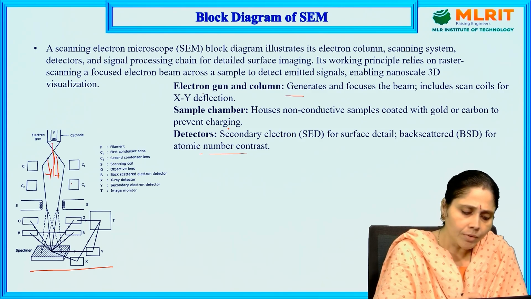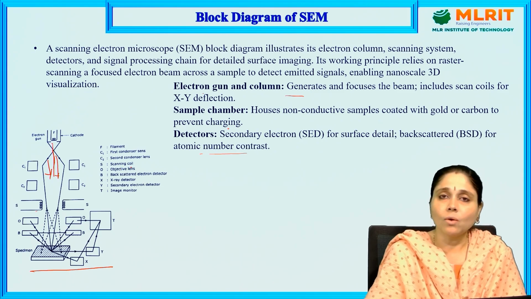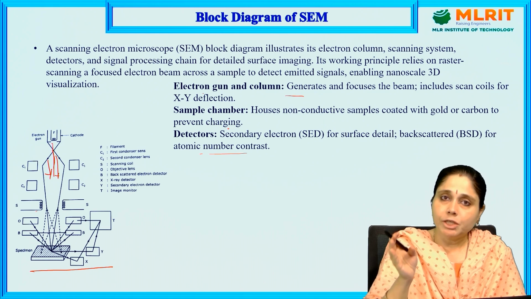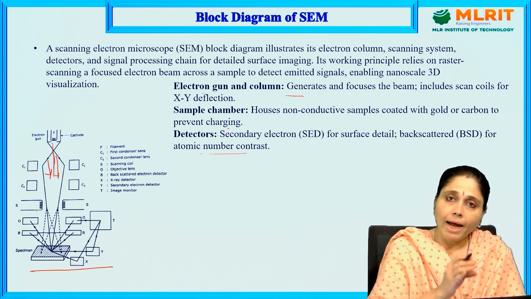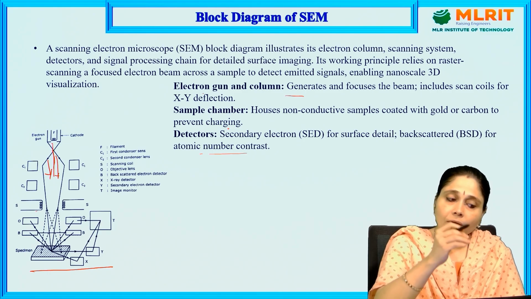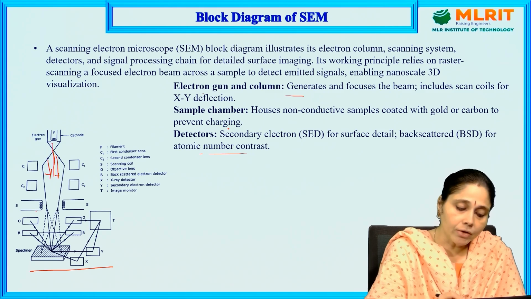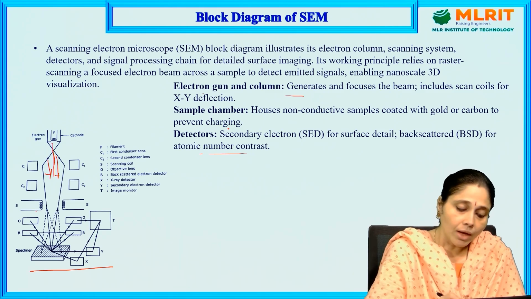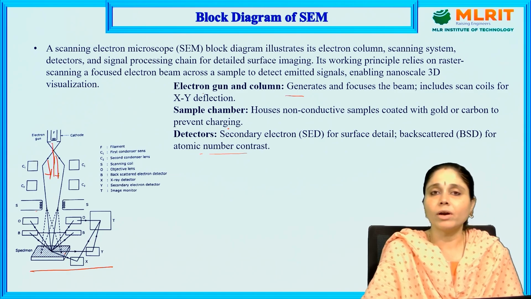Next, after that, these electrons are going to pass through the scanning coil. In order to prevent their deviation from their path, the scanning coil is used, and the scanning coil scans the electrons that are coming from the electron gun, and these electrons are incident on the specimen. Okay. So, after they are incident on the specimen, what happens here?